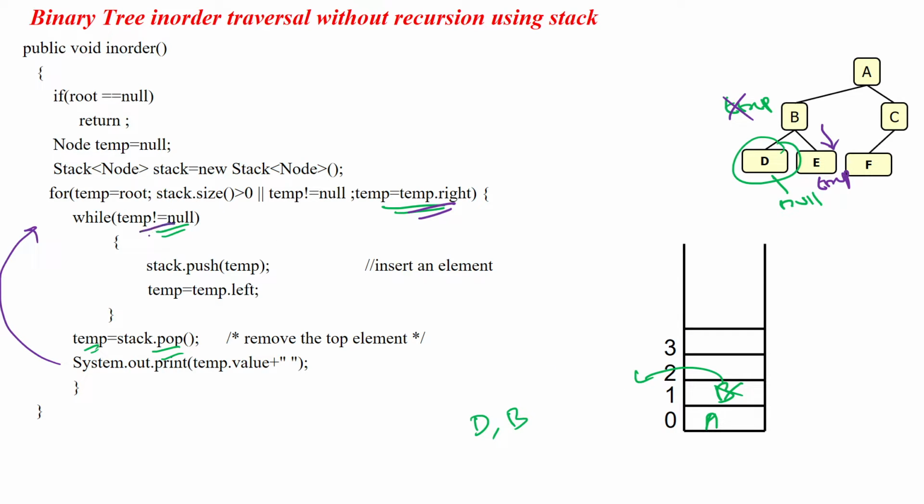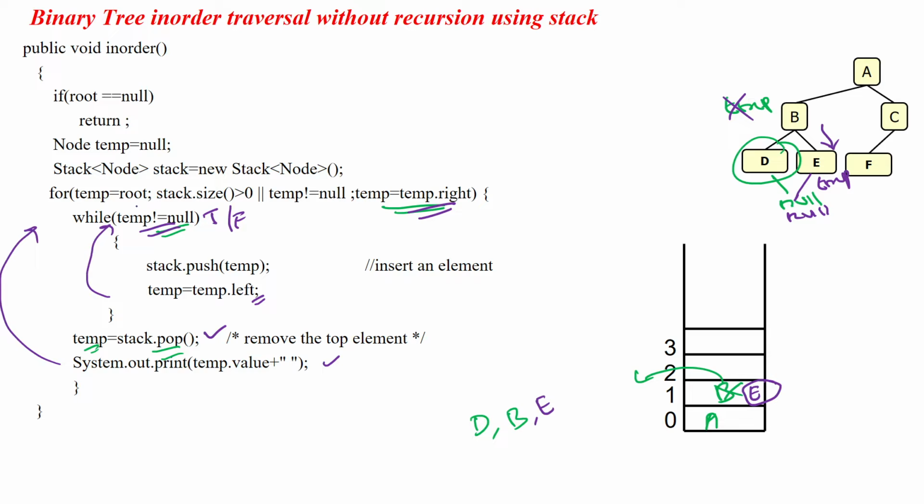So temporary not equal to null, yes it is true. Then push the temporary. So pushing that e into the stack. Then temporary equal to temporary dot left. So now temporary dot left is again null. So temporary not equal to null, which is false. Once it is false, we have to execute stack dot pop. So popping the e. So e is popped up and printed that value.